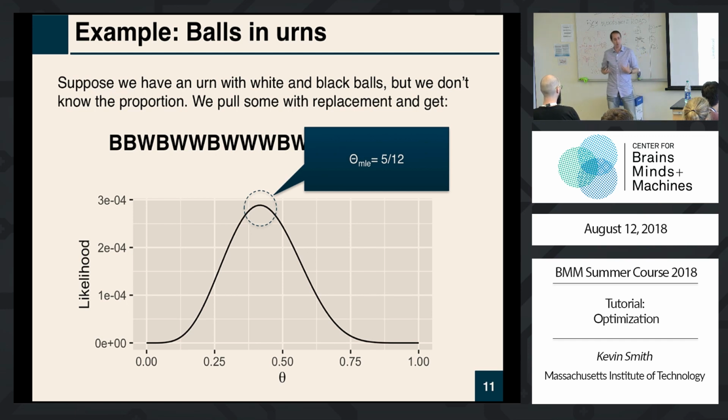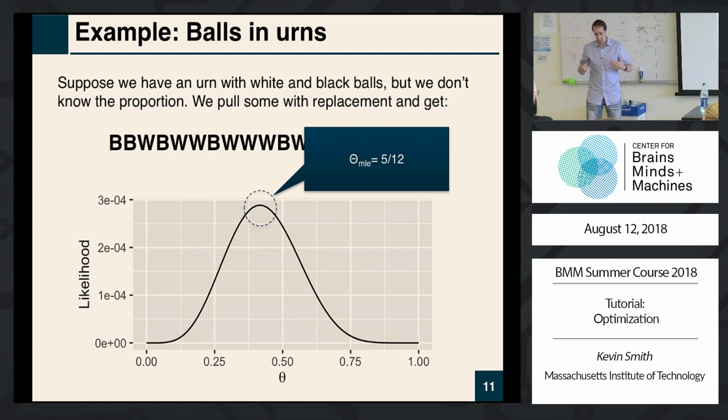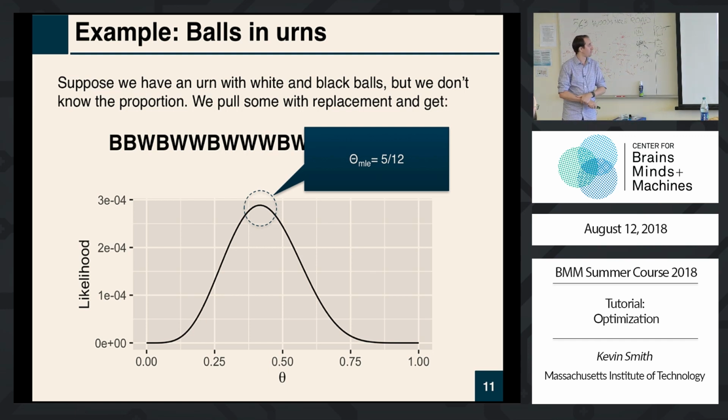So if we want to say, what is our best guess at the proportion of black balls in this urn? Well, it's this maximum likelihood estimator, which here is just 5/12. We have 5 black balls out of 12 draws. So if we want to find what is the best setting of our model to help us describe the world, we can rely on the maximum likelihood estimator for that. Any questions so far?